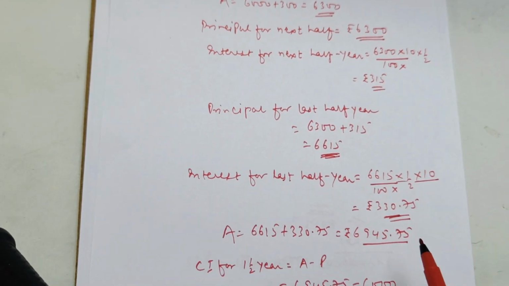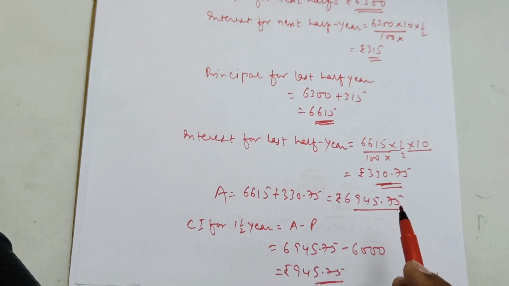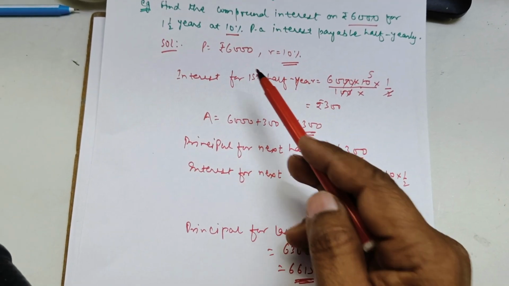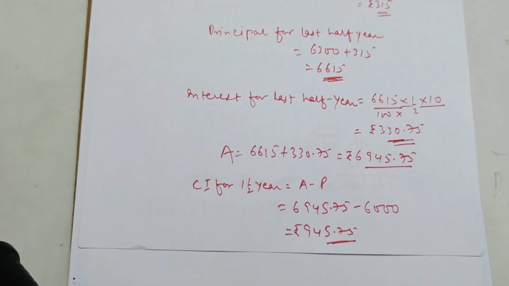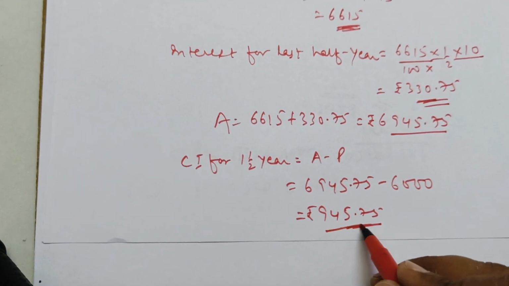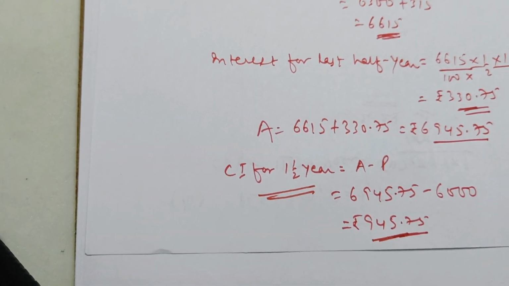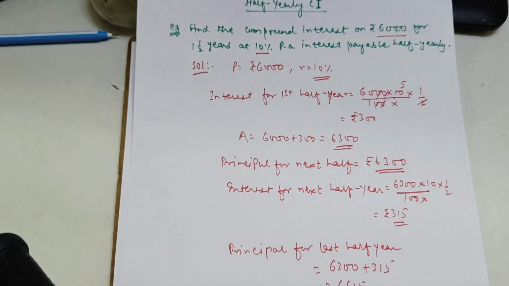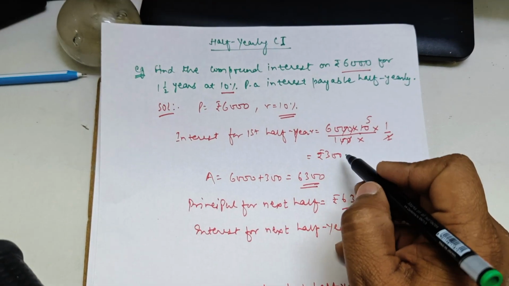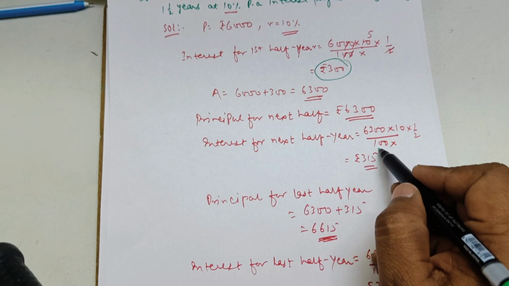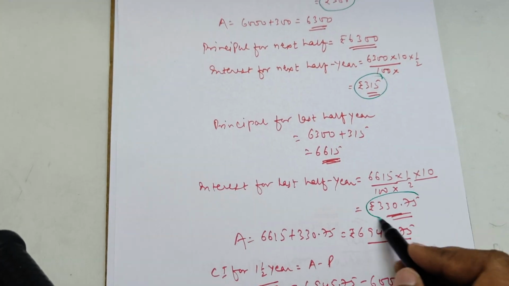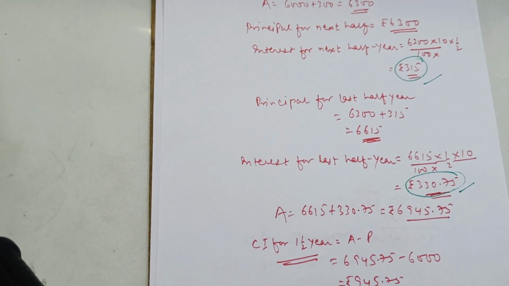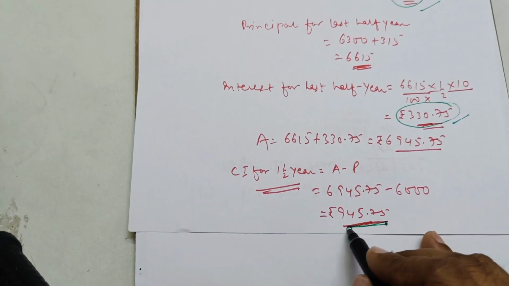Similarly, we can find the interest for the last half year, and by subtracting the principal from the final amount we'll get our answer, that is the compound interest for 1.5 years. Also, you can check the answer by adding the interest separately. This was the interest for the first half, this was for the second half, and this was for the last half. If you add them up, you'll get the final compound interest as 945.75.